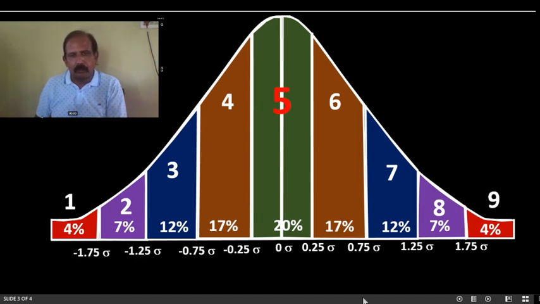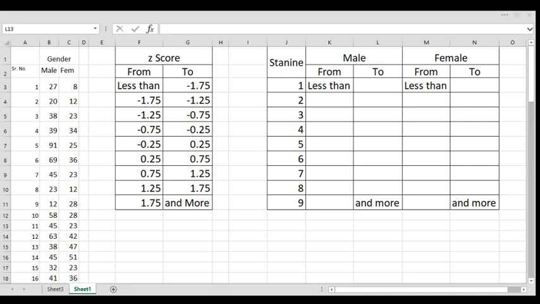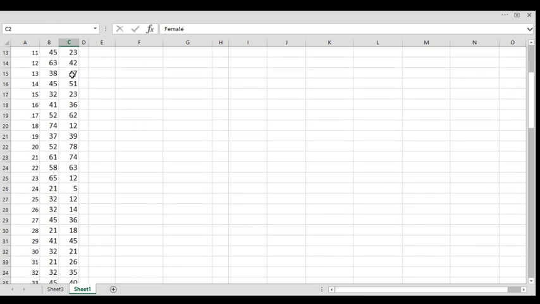Now friends, we will convert the observation scores of our data into stanine by using Excel. For that, first of all, we have to open an Excel sheet, and here the Excel sheet is opened. In this sheet, you can see the data are entered in column B and column C. In column B, data of male are entered, and in column C, data of female are entered.